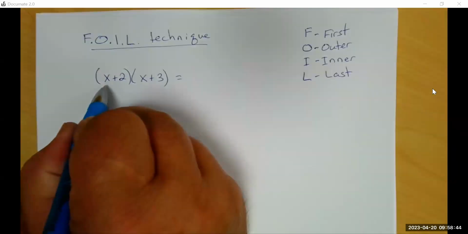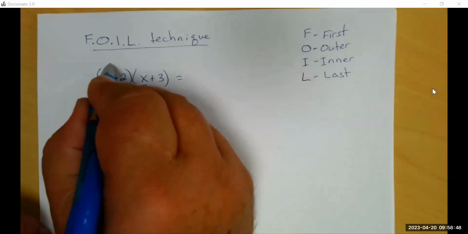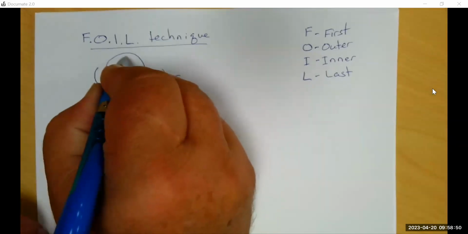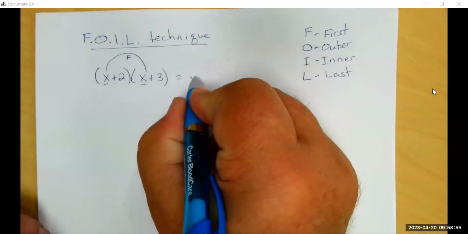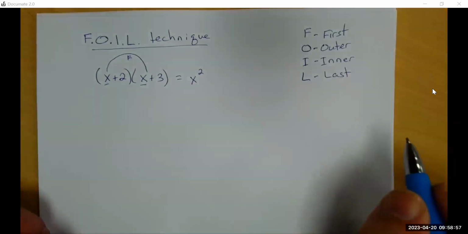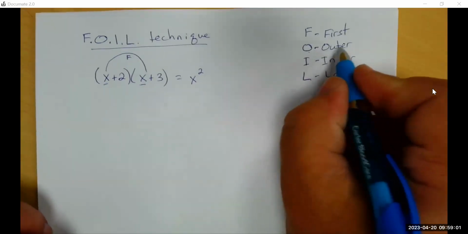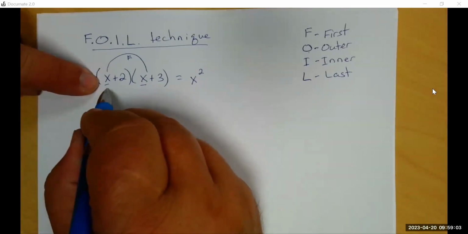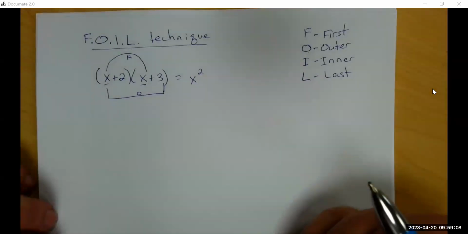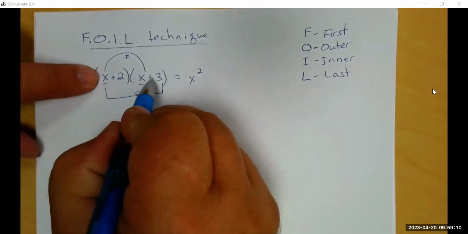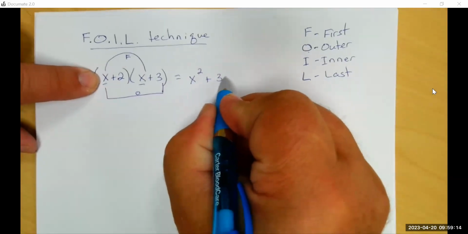So the first term in each binomial, multiply them. That's your F. So x times x is x squared. Outer ones. The outer ones are those. Those are your outer ones. X times positive is positive. X times 3 is 3x.